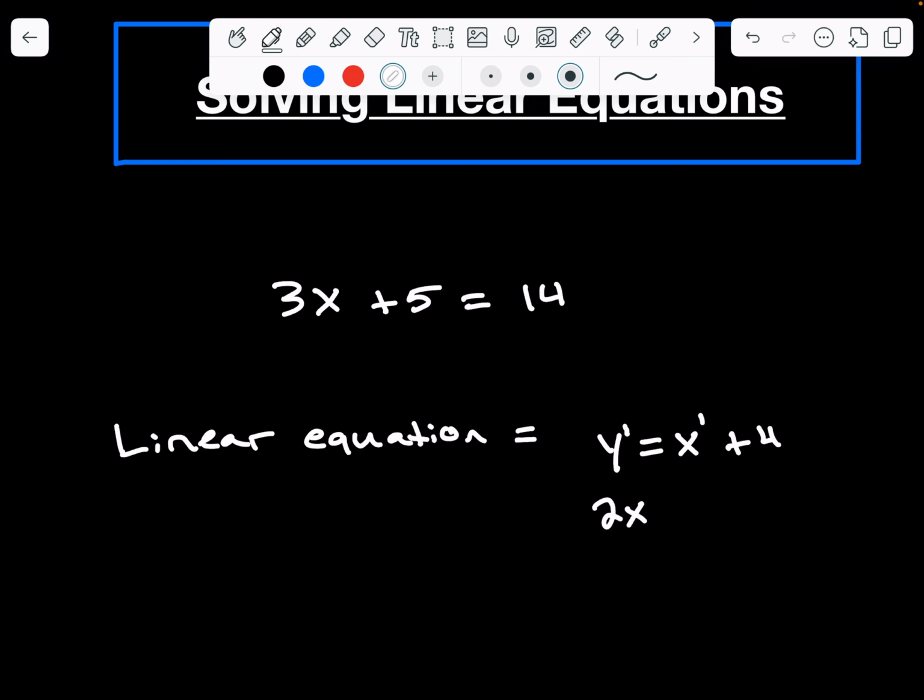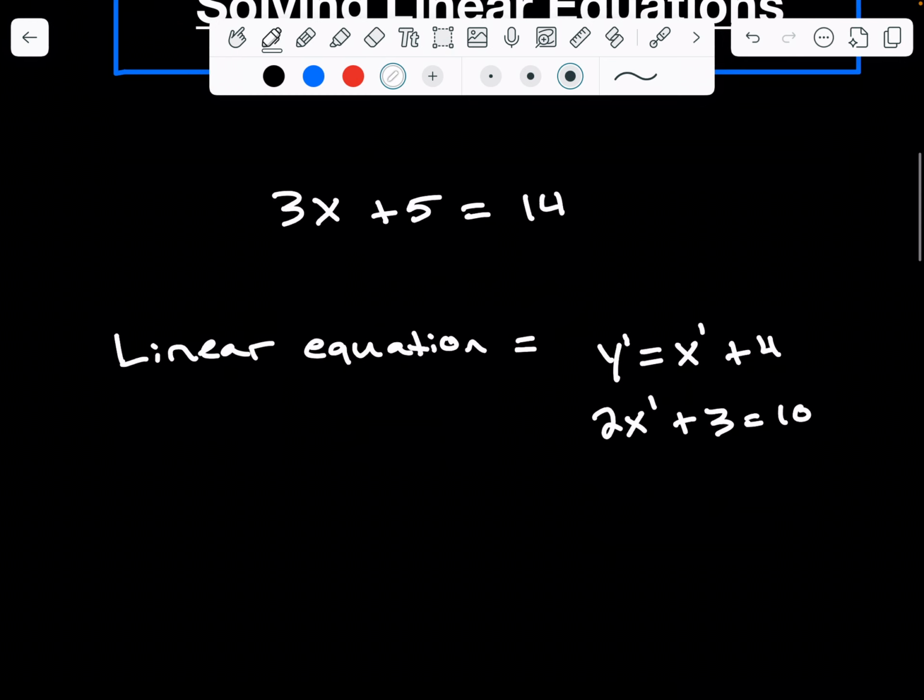Or you might see something like this. This is another example of a linear equation. And we know it's a linear equation because the variable is raised to the power of 1. So what are some examples of non-linear equations?